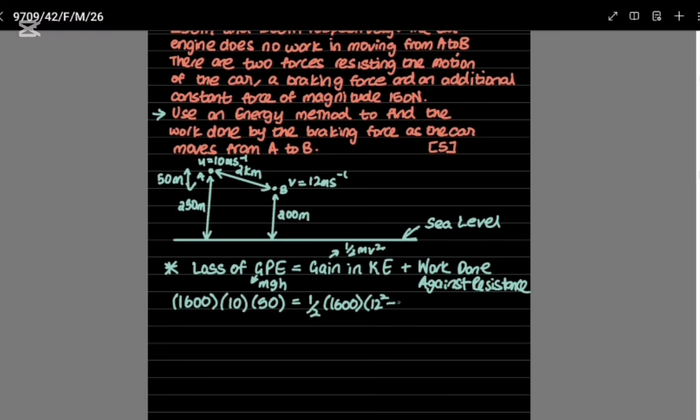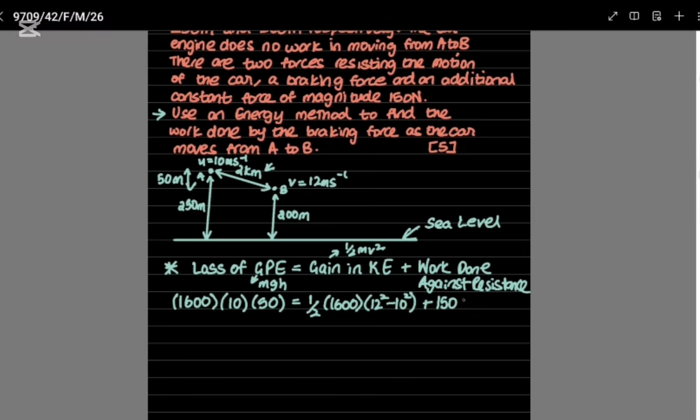Okay, so 12 squared minus 10 squared, plus work done against resistance. So first of all, the 150 Newton, and it moves 2 kilometers. Okay, the distance is 2 kilometers.